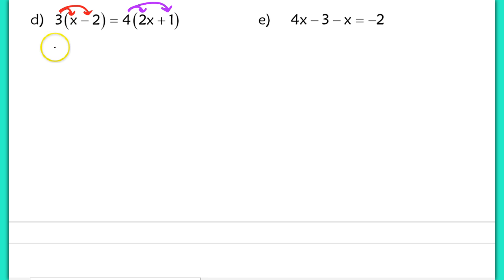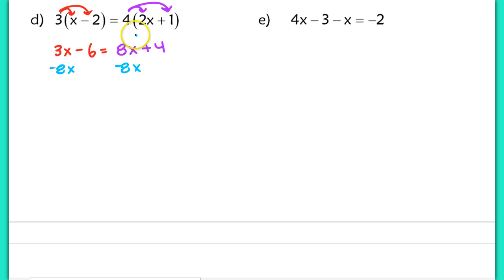So 3 times x gives me 3x. 3 times negative 2 gives me negative 6. On the right-hand side, I have 4 times 2x, which gives me 8x. 4 times 1, which gives me a positive 4. Now, I want to move this variable from the right-hand side to the left-hand side. So I will subtract 8x on both sides.